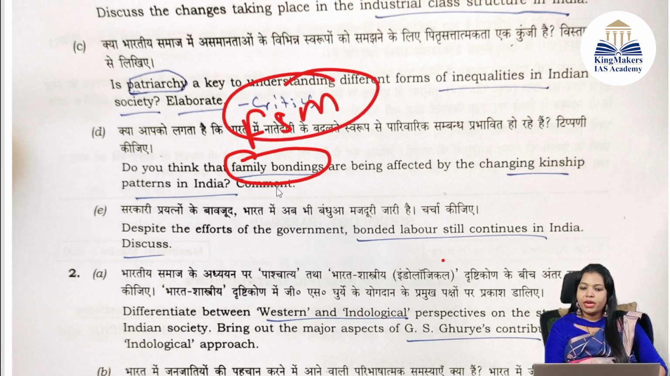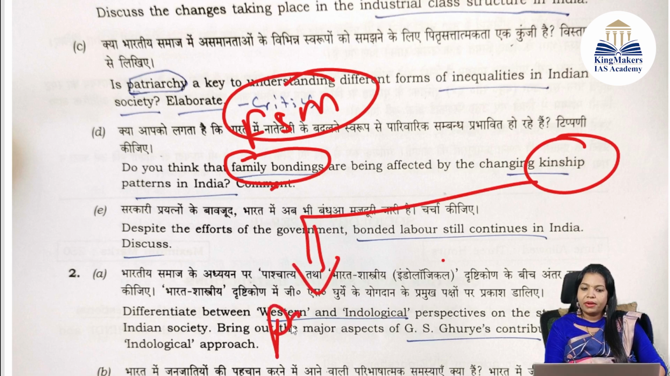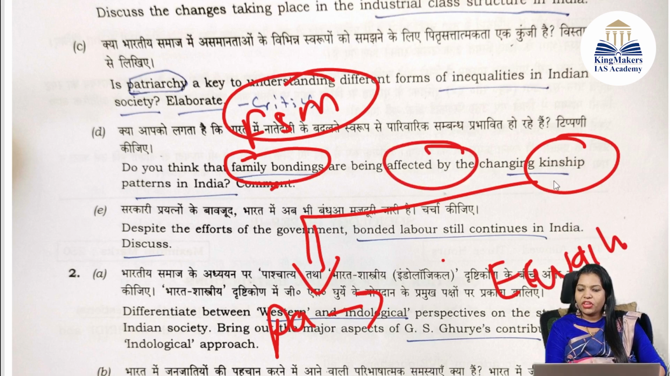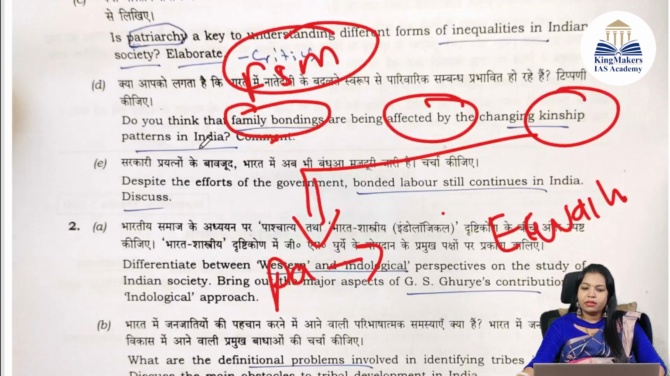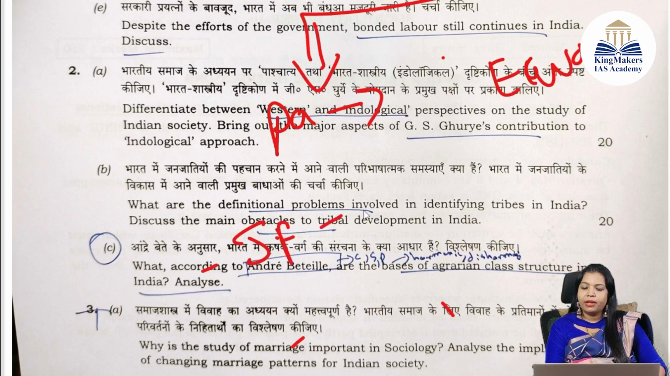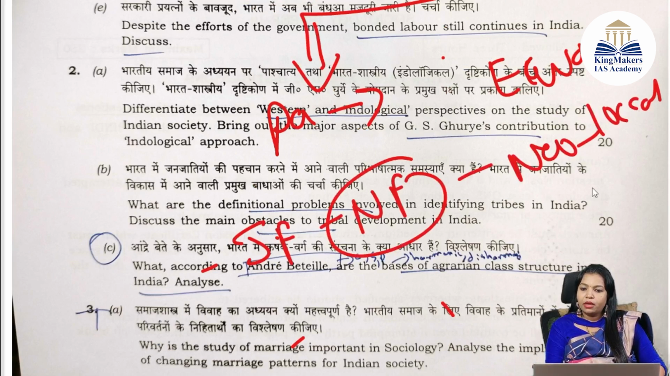Now the question demanding here, family bondings are being affected by the changing kinship pattern. Now we have to talk about the changing kinship patterns. The changing kinship pattern from patriarchy to authoritative to now it is coming with understanding and equality. Correct. Now what is the kinship pattern now changing? From joint family to nuclear family to neolocal family. Now we are going to the filiocentric family.